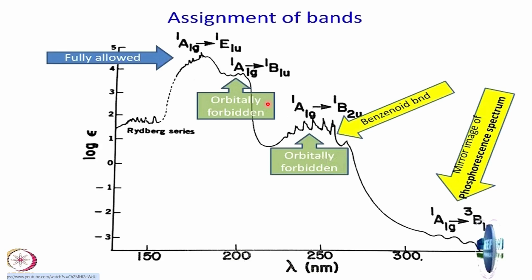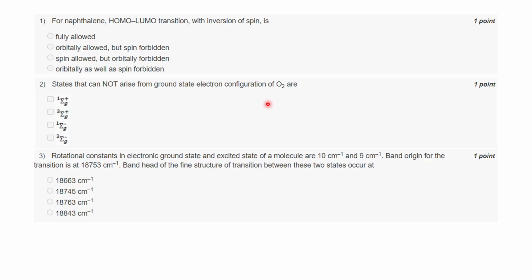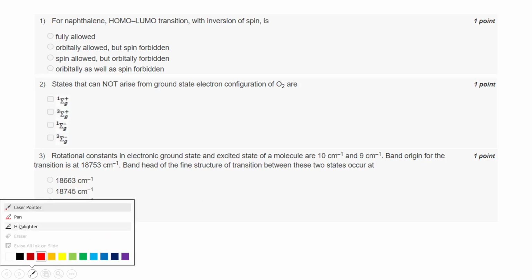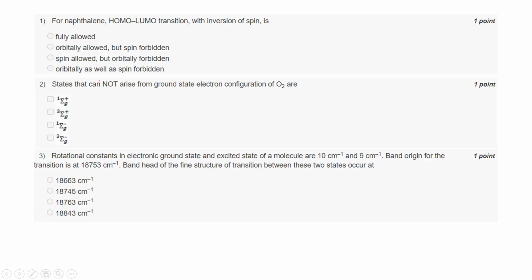It is clear, right? So with that, we can go to week 10 assignments. Okay, let us quickly finish this. So the first question is that for naphthalene, we have done for benzene. Now they have asked for naphthalene, even bigger, right? Naphthalene HOMO to LUMO transition with inversion of spin. So spin is changed. Singlet to triplet has taken place.